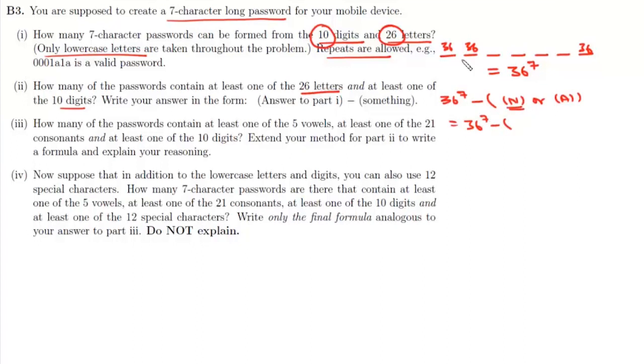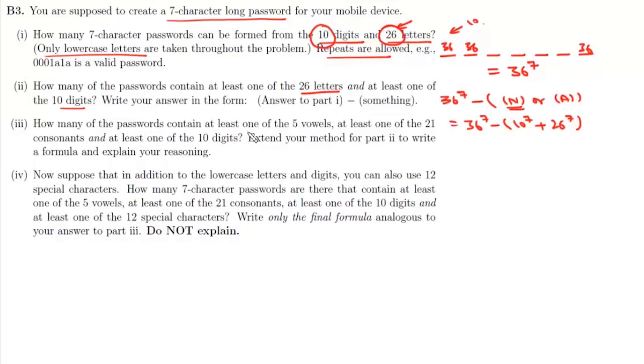Now if they are all numeric, then for each position we have 10 choices. So it will be 10 into 10 into 10, 7 times. So we have to subtract this case. Or where the passwords are all letters, in that case for each place we'll have 26 options. So it will be this 26 to the power 7. So the answer to the second case is 36 to the power 7 minus 10 to the power 7 minus 26 to the power 7. Now we'll come to this third case.